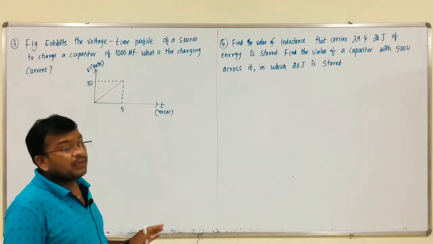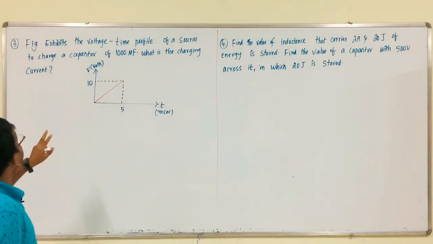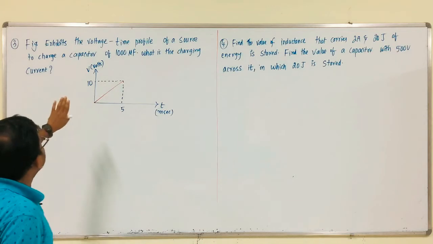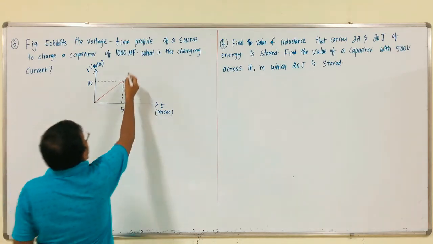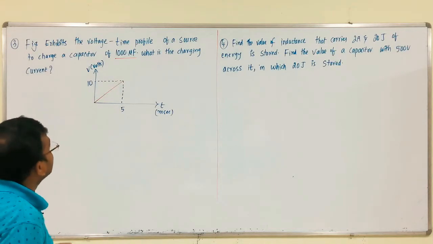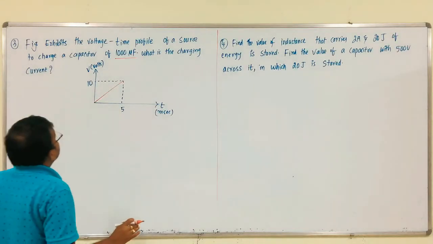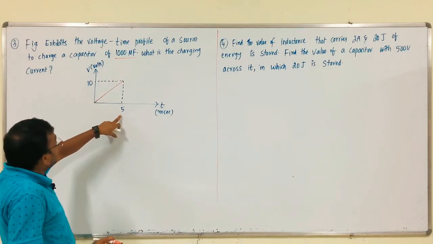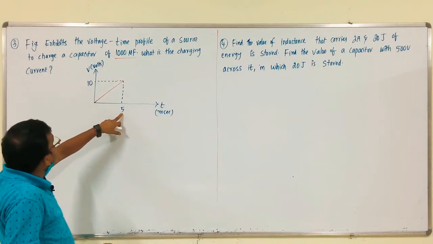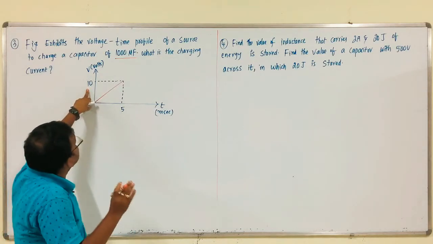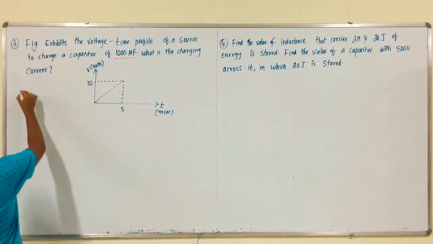Next, third problem is, a figure exhibits the voltage time profile of a source to charge a capacitor of 1000 microfarad. What is the charging current? So, this is the voltage time profile. Here we have the time of 5 milliseconds and the voltage of 10 volts. He wants the charging current of the capacitor.